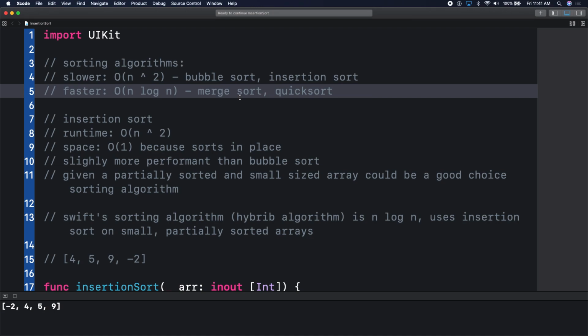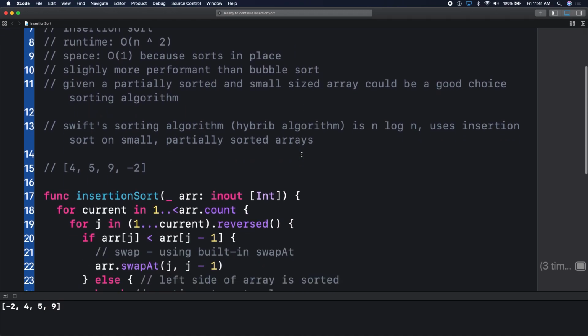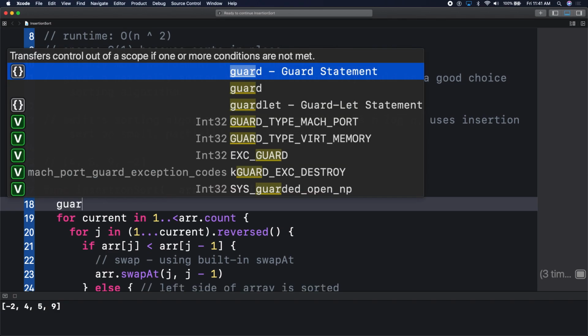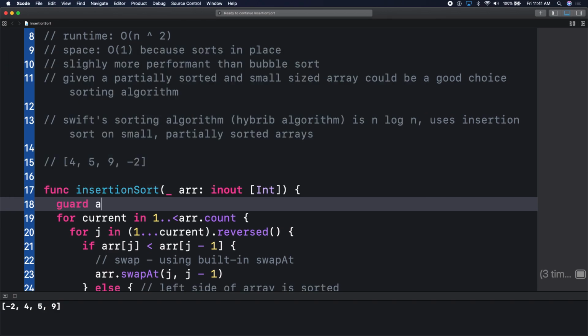Eric, sorry, you had a question? Why do we not have to protect against emptiness? Thank you for reminding me. We could guard that our array count is greater than or equal to 2, else return. You could do the same thing for your bubble sort. So here, if it's less than 2, we just want to return.